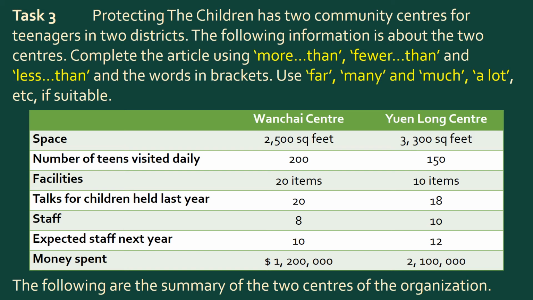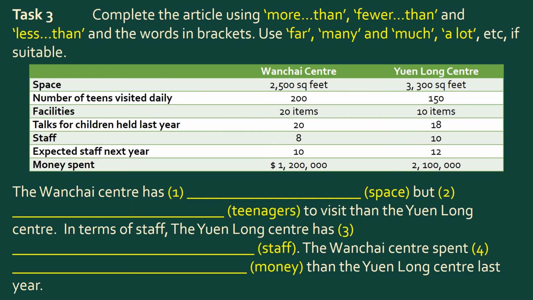The following table is a summary of the 2 centers of the organization. The 2 columns compare the Wan Chai Center and the Yuen Long Center in terms of space, number of teens visited daily, facilities, talks for children held last year, staff, expected staff next year, and money spent.